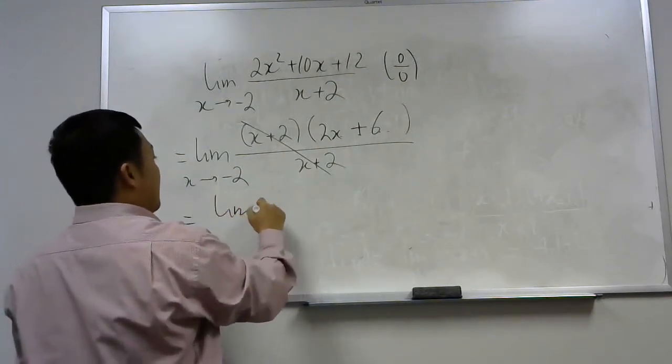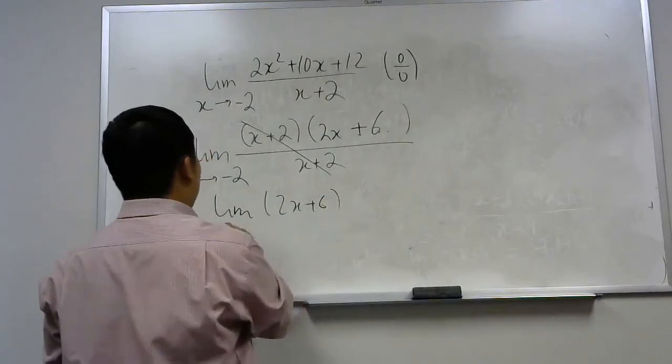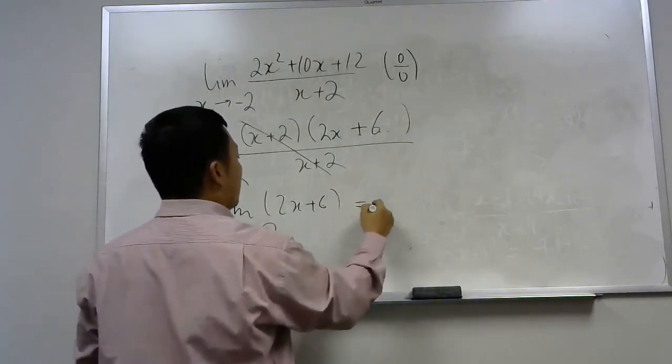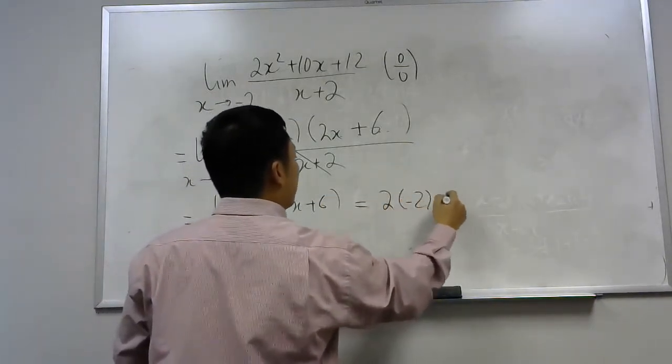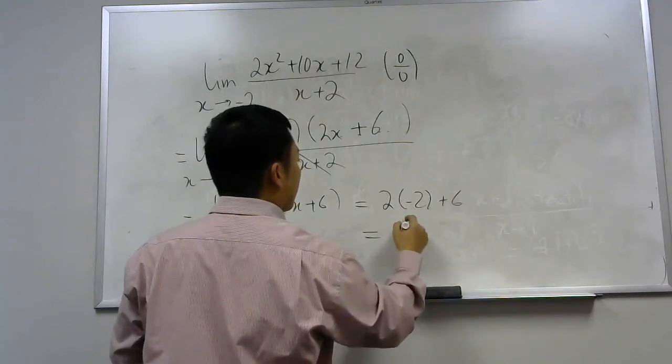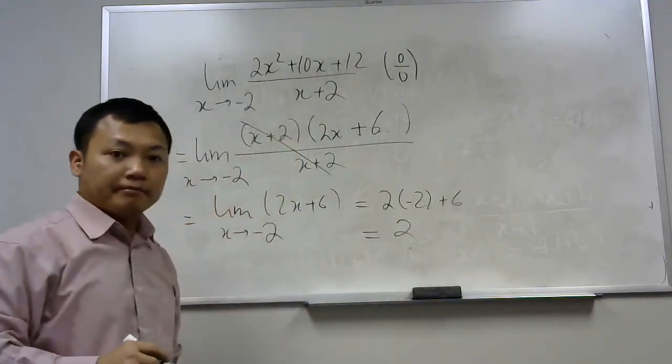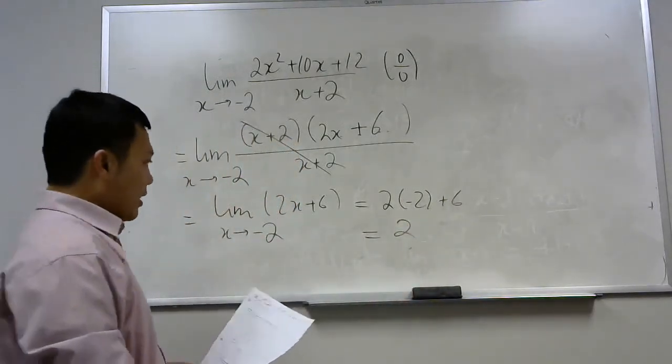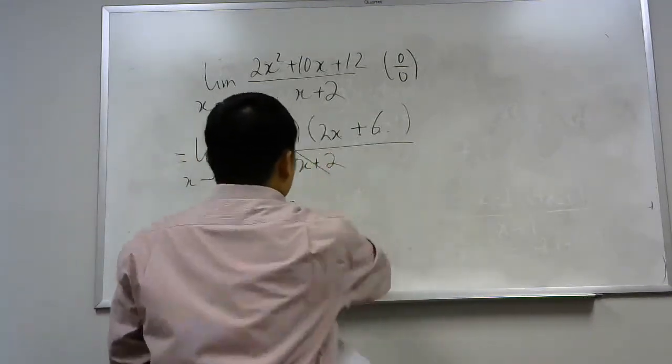So I get limit of 2x plus 6 when x goes to -2, which is 2 times -2 plus 6. That is 2. Okay? Next question.